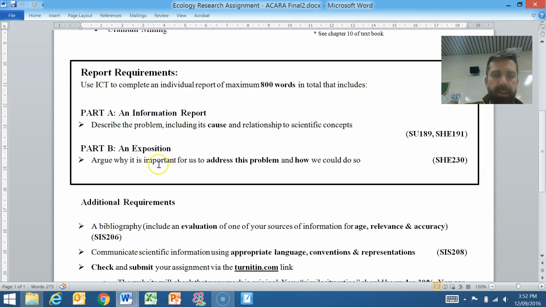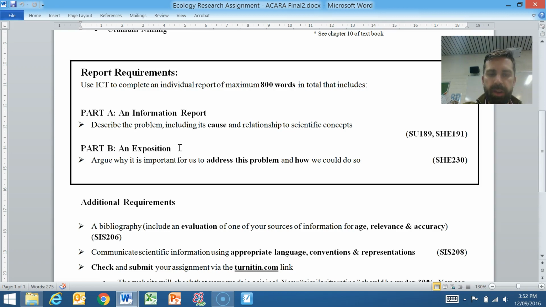The second part of the assignment is what we call an exposition. An exposition doesn't necessarily give just information, it actually has an argument. So in the exposition, I want you to argue why it's important for us to address the problem. And you could, as part of that, talk about how the problem could be addressed.